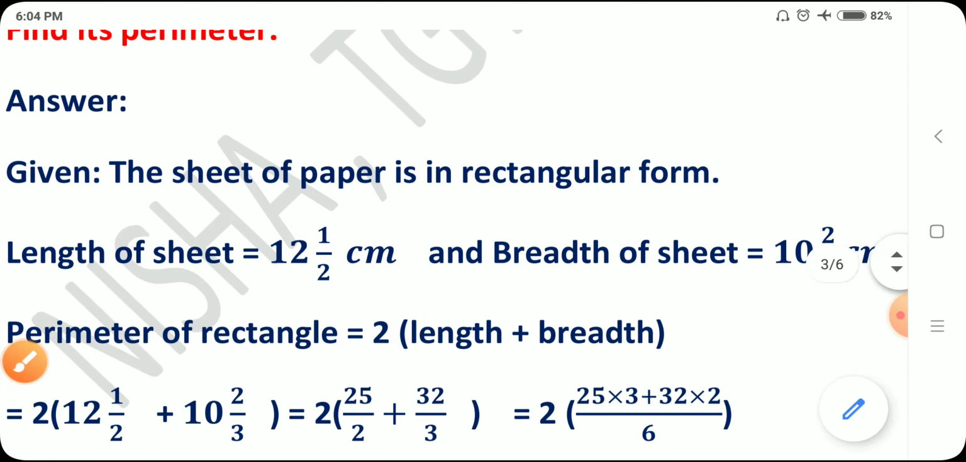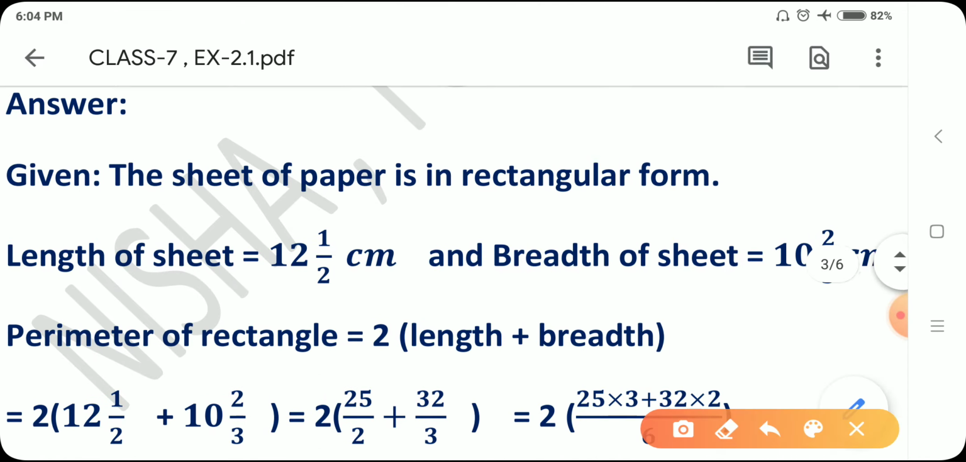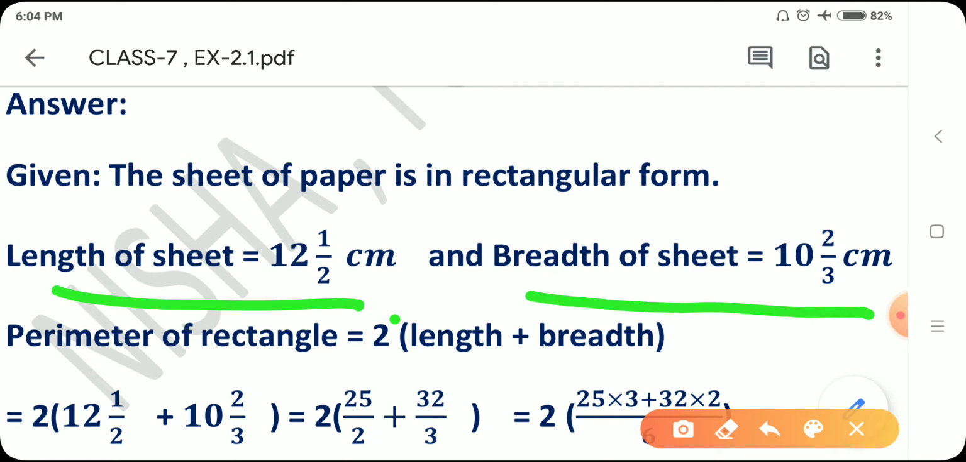First of all, you will write that the sheet of paper is in rectangular form. Write the length of the sheet, that is 12 and 1 by 2. The breadth of the sheet is 10 2 by 3 centimeter.